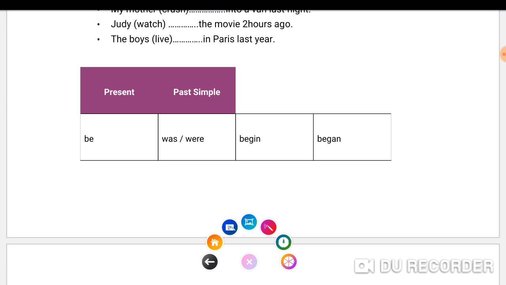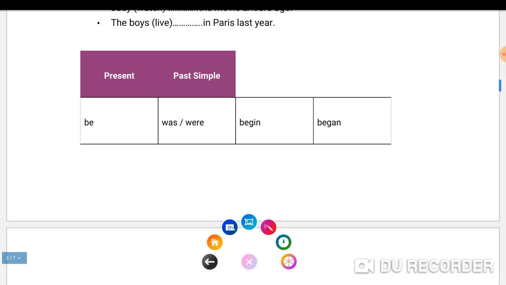So I imagine that they go to a witch, and they ask her, please, dear witch, can you let us be strange? Can you make a magical spell to change us at all? So the witch changed them, really. As you see here, be will be was or were after the magical spell. Began will be began after the magical spell.